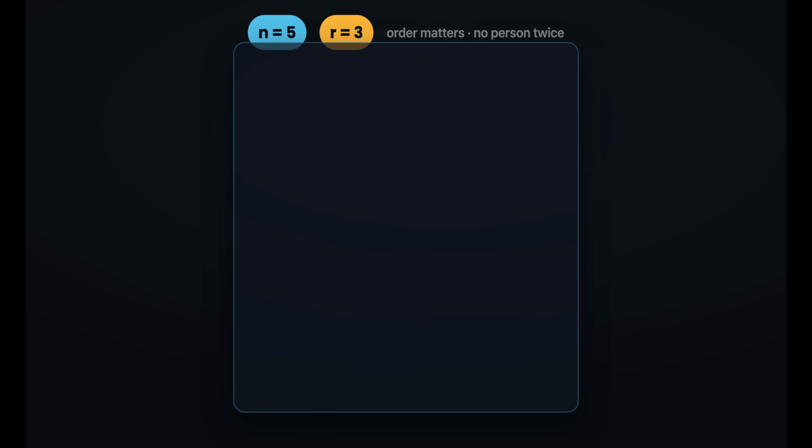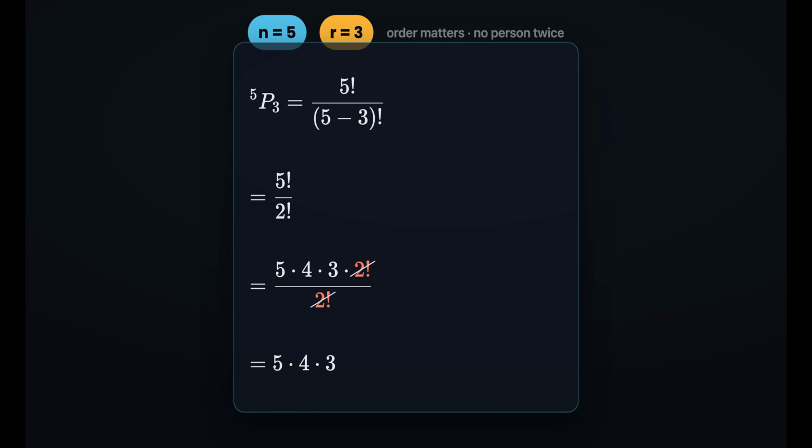Substituting in, we get 5P3, which is 5 factorial over 5 minus 3 factorial, which is 5 factorial over 2 factorial. We can rewrite 5 factorial as 5 times 4 times 3 times 2 factorial, then cancel the matching 2 factorial. That leaves 5 times 4 times 3, which is 60, exactly what we had before.